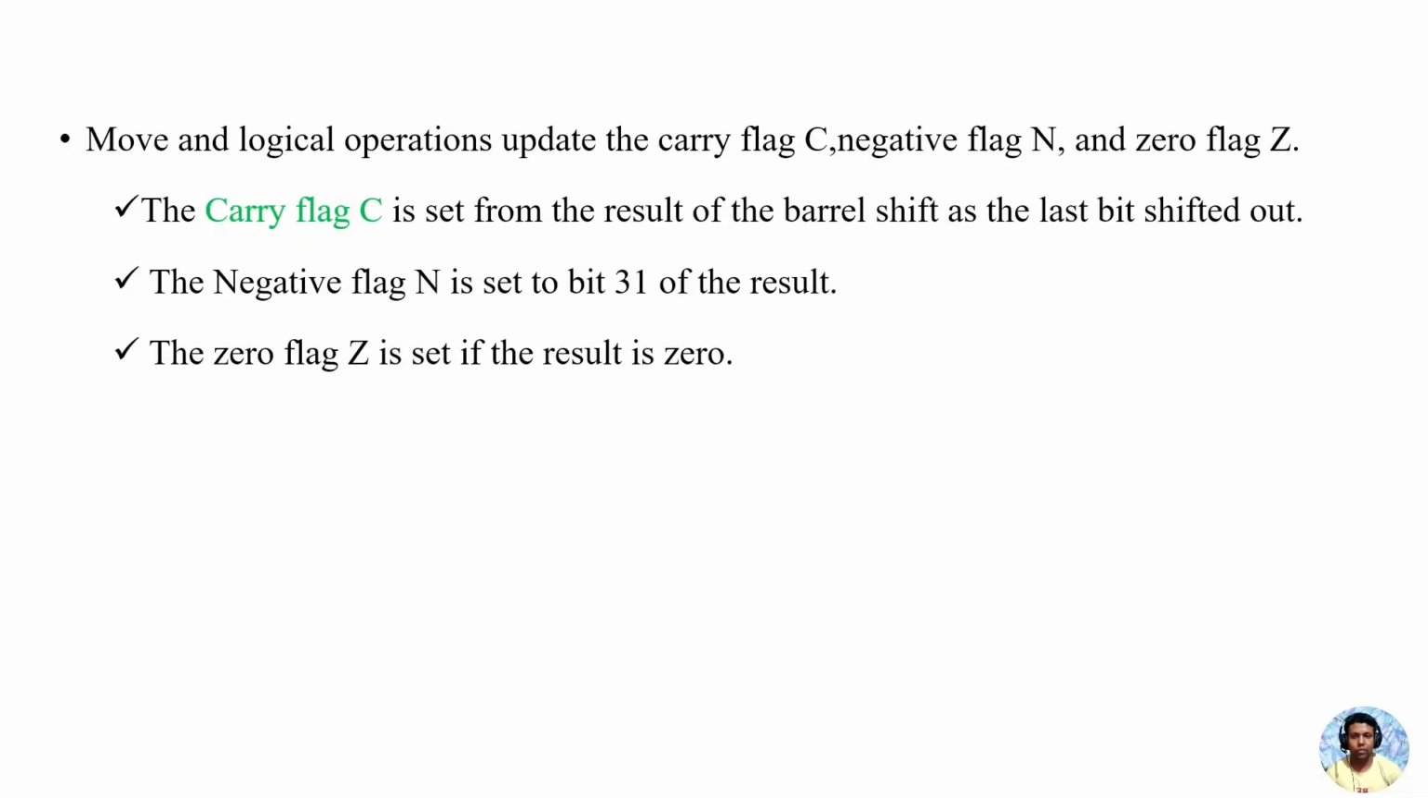Move and logical operations update the carry flag C, negative flag N, and zero flag Z. The carry flag C is set from the result of the barrel shift as the last bit shifted out. The negative flag N is set to bit 31 of the result. The zero flag Z is set if the result is 0.